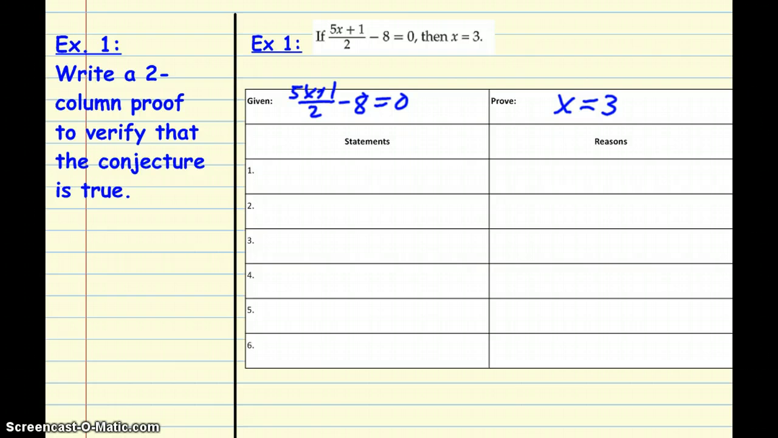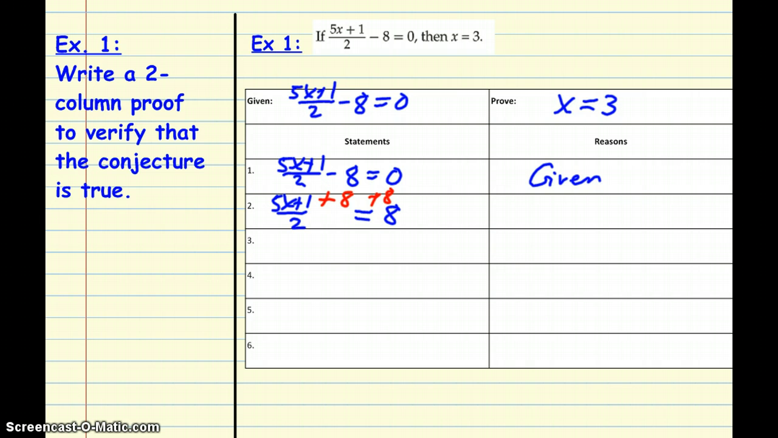Under our statement column, the first thing I'm going to do is rewrite (5x + 1)/2 - 8 = 0. My reason is that's what's given to us. From here, we're going to work our way towards solving this equation. We're going to solve for x and use what we've already learned about solving equations. So I know that I can add 8 to both sides, and we end up getting (5x + 1)/2 is equal to 8.